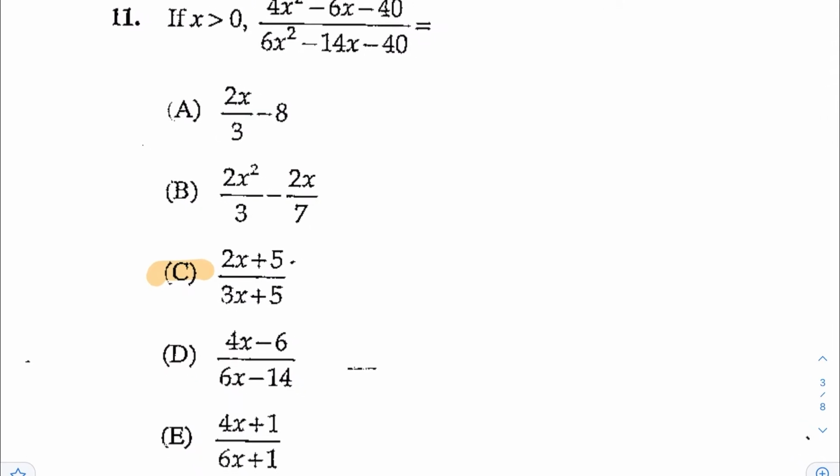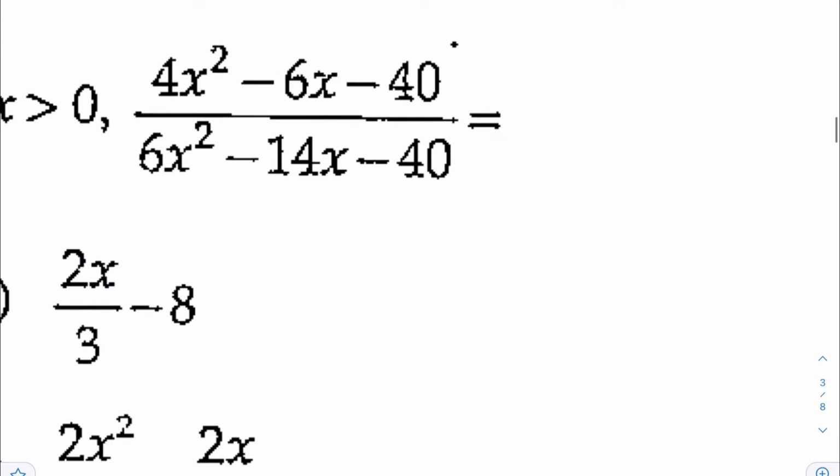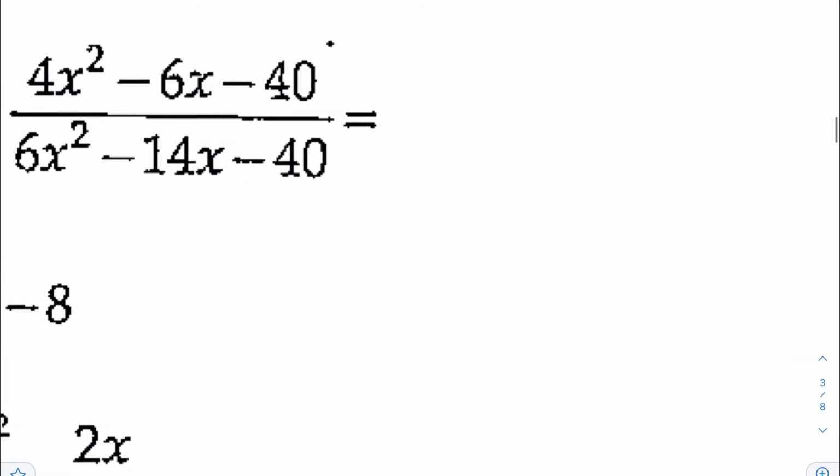Next, for number 11, if x is greater than 0, you want to solve and simplify 4x squared minus 6x minus 40 divided by 6x squared minus 14x minus 40. So here, in order to solve or simplify these polynomials, you have to actually first factor out a couple of numbers, just to make the problem easier. From the numerator, they all have a factor of 2 in common. So you can take out 2 from the coefficients.